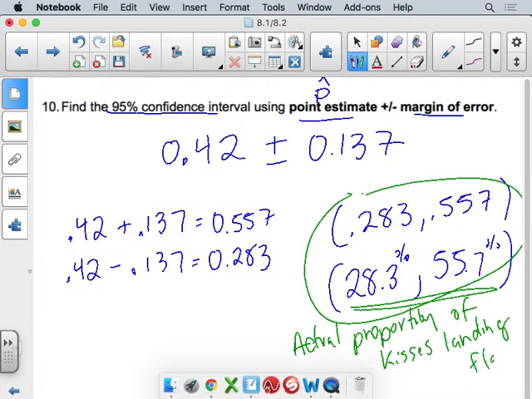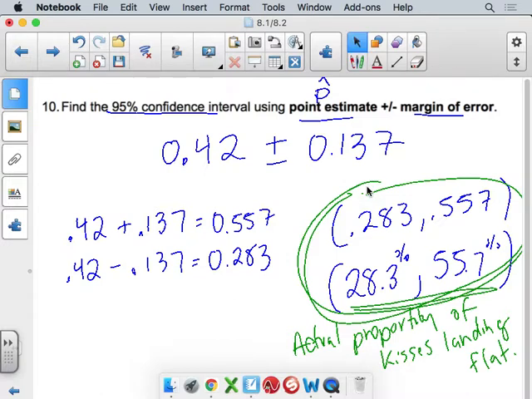That's what this means. Okay, we're thinking somewhere in this interval. So when you toss a coin or toss the Hershey Kisses onto the floor, somewhere within 28% to 55%. So that's not very accurate. That's a pretty big interval, but we're 95% confident it's somewhere within there. So it's not the most accurate interval you've ever seen.